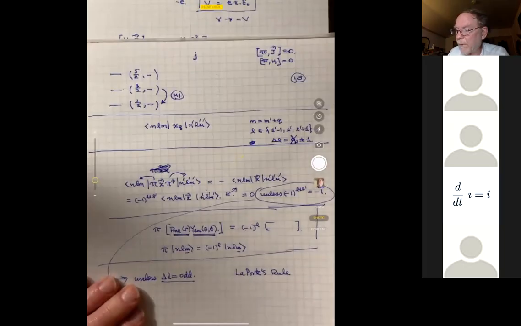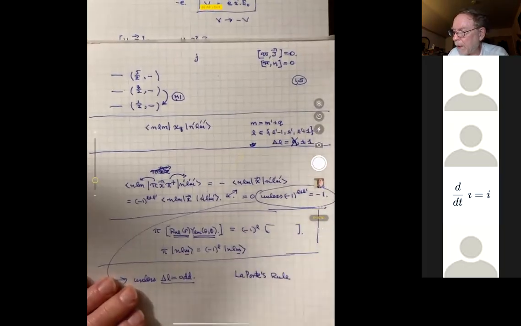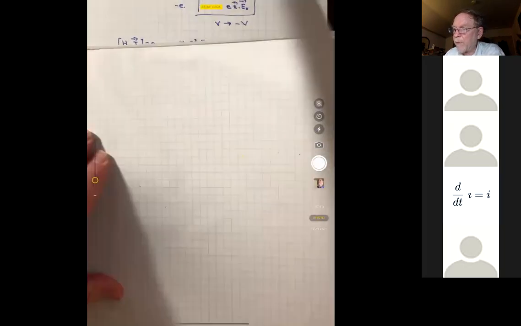All right. If there are no further questions about parity, then I'm going to move on to the next symmetry, which is time reversal.